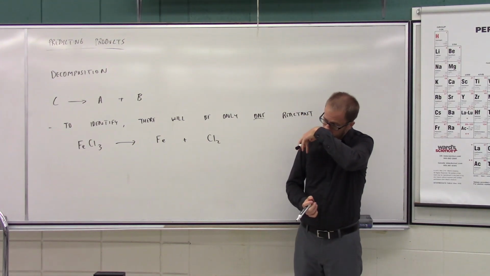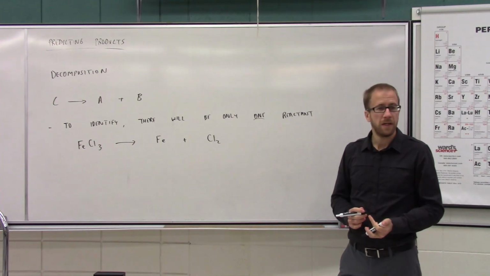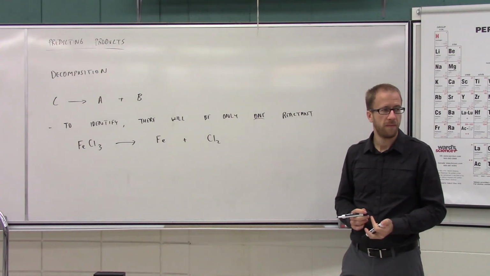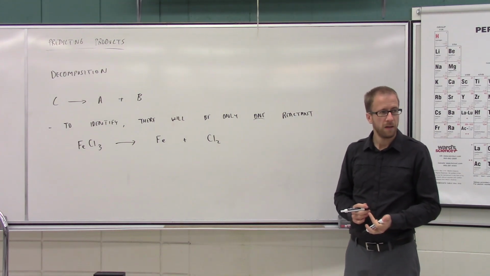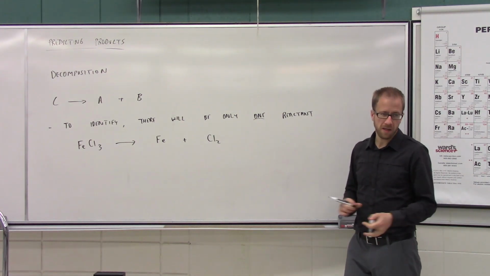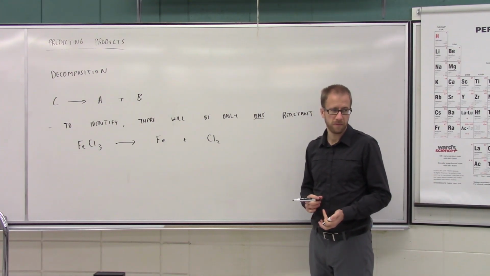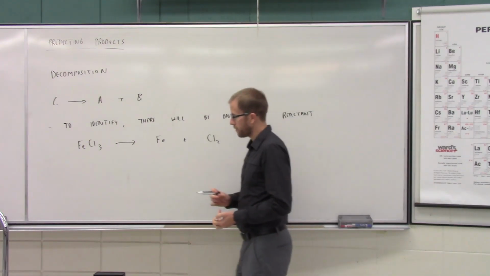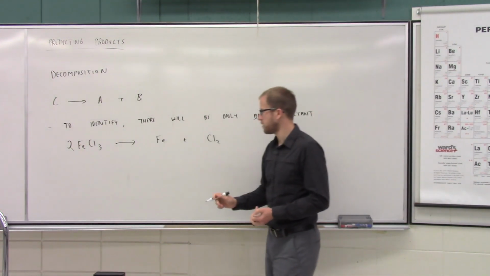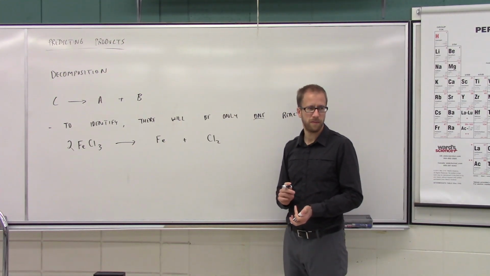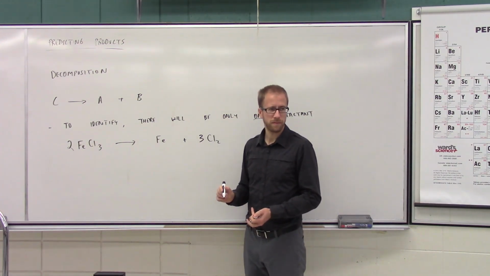So how am I going to balance this one out? Here you can follow my tip. If it's odd, make it even. It always makes things easier to balance. Yeah, we can put a 2 here to make it nice and even. Now we have 6 chlorines. So how am I going to balance chlorines on this side? 3. And then iron? 2, yeah.